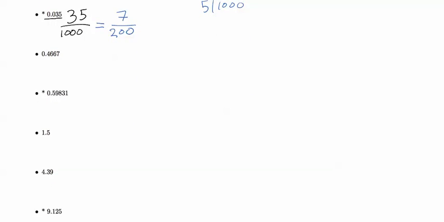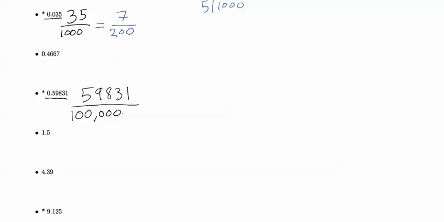This next starred problem is 0.59831. So we have a 5 in the tenths place, 9 in the hundredths place, 8 in the thousandths place, 3 in the 10,000ths place, and 1 in the 100,000ths place. So the fraction we have is, in our numerator, we want 59831, and in our denominator, we want 100,000, because our last place was our 100,000ths place.